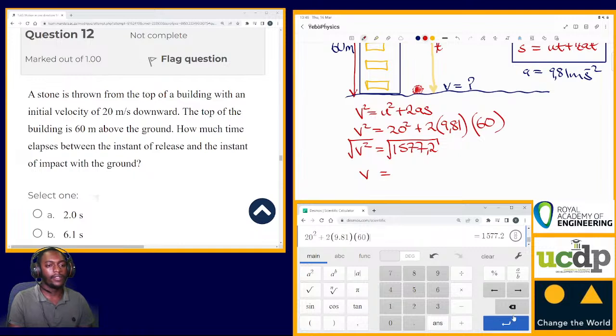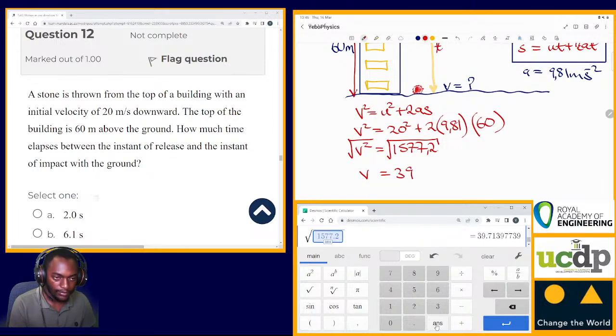We get 39.71 meters per second. But this is not our final answer.